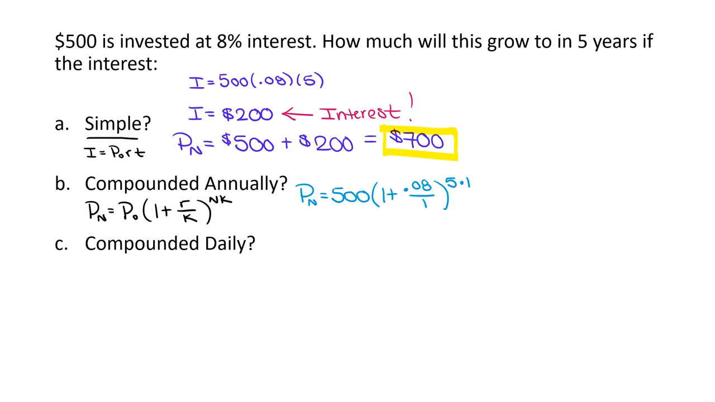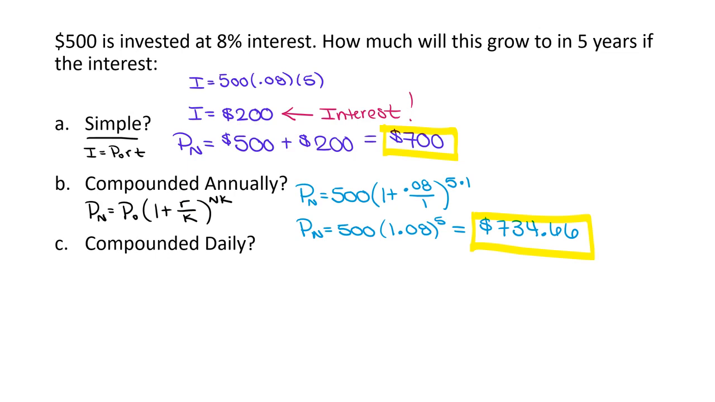The P0, the initial investment, is $500, so that goes in for P0. And then I have a 1 plus, the R is still 0.08. And in this case, because it's compounded annually, that means it's only compounded once per year. So I put in a 1 for K. So 0.08 divided by 1. And then the exponent, the NK, 5 years, so it'd be 5 times 1.